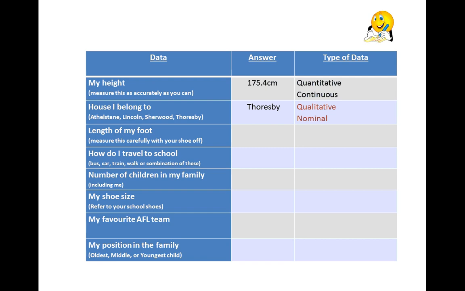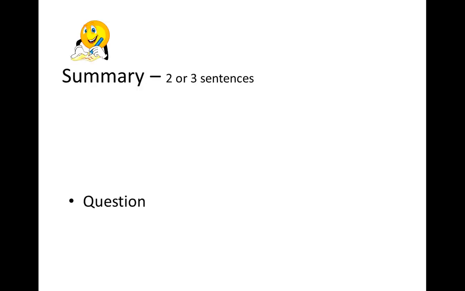Alright, hopefully that's got you thinking about the types of data that you've recorded there and what words best describe or classify that data. The last thing you're going to do for this video, of course, is to write down a couple of sentences which summarise what you've done. So you're not going to rewrite all of this information again. You're going to summarise it. So you're going to condense it. You're going to write down just the key points of what was really important out of all of this. And then, of course, you're going to finish it off with a question of your own.